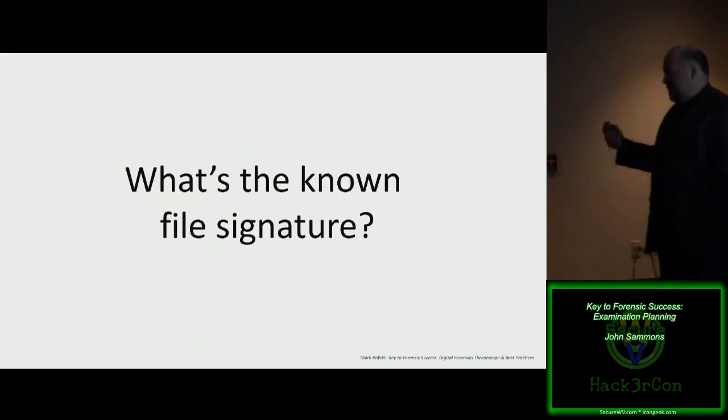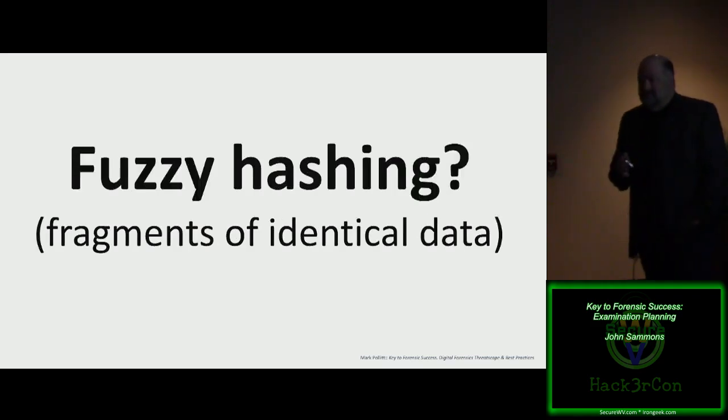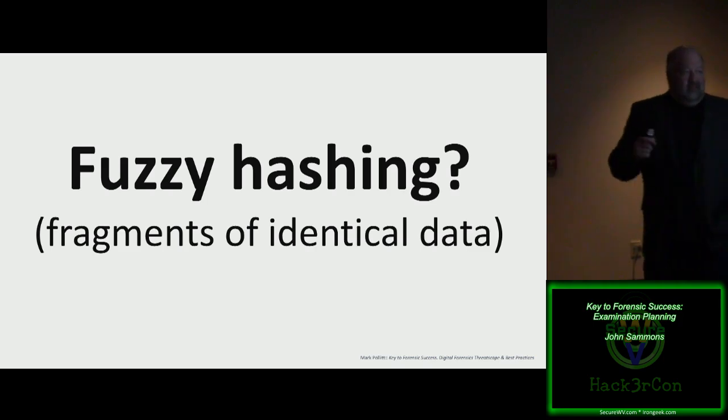So on the digital side, file signatures. We use file signatures to help do that. One thing we may be able to use is fuzzy hashing. What's fuzzy hashing? Fragments of the data being identical data. Yeah, that's what's going to help us find slightly modified files. It's close.